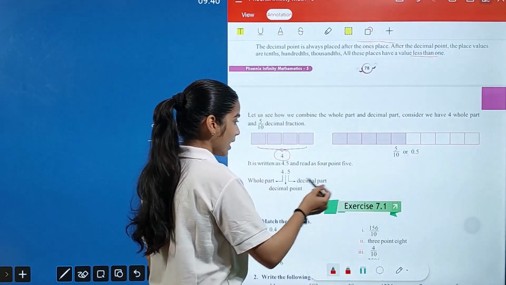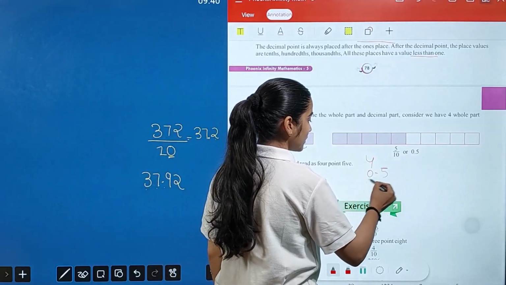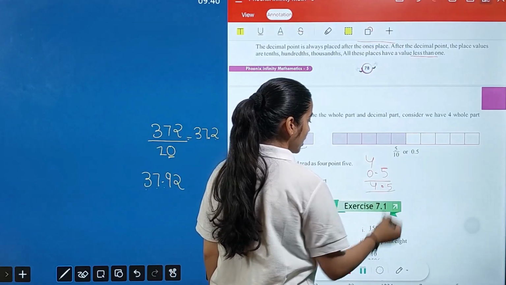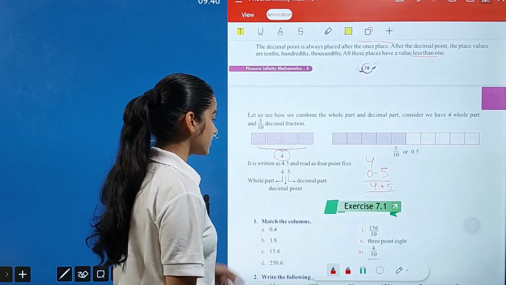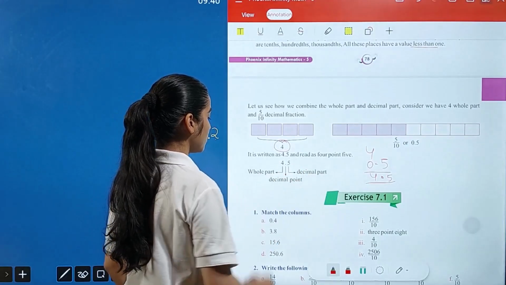So you have to add. If you had 4 and 0.5, then 4.5 is your answer. 5 is your decimal part, after the decimal point, and 4 is your whole part.